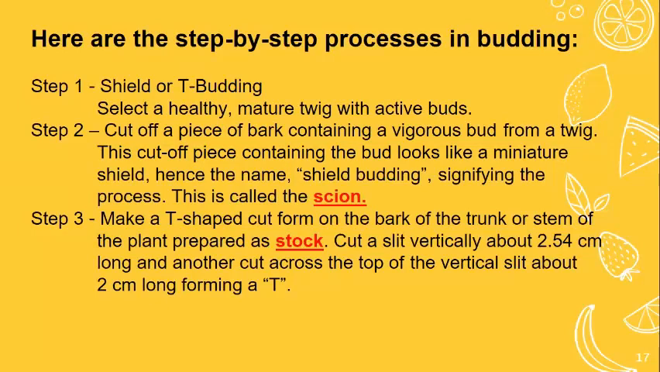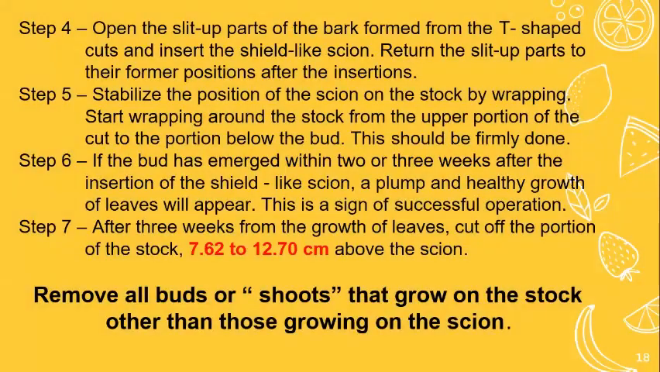Step 3. Make a T-shaped cut on the bark of the trunk or stem of the plant, prepared as stalk. Cut a slit vertically about 2.54 centimeters long and another cut across the top of the vertical slit about 2 centimeters long, forming a T. Step 4. Open the slit up part of the bark formed from the T-shaped cuts and insert the shield-like scion. Return the slit-up parts to their former positions after the insertion.